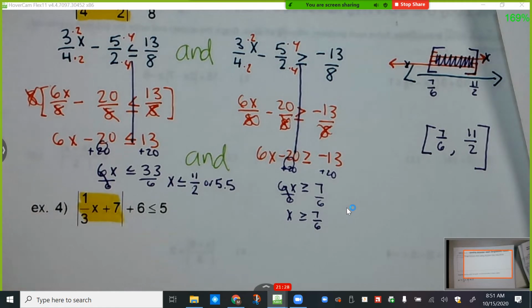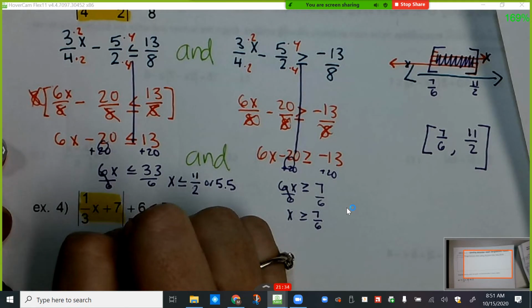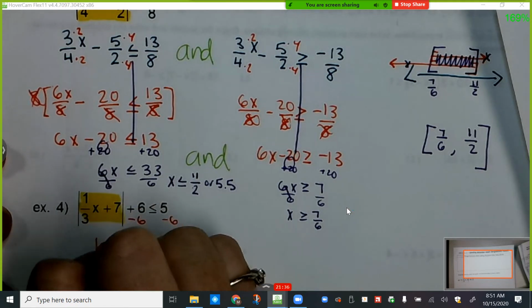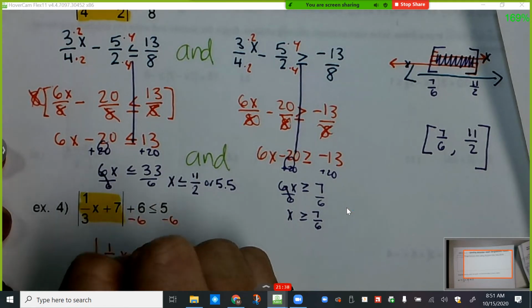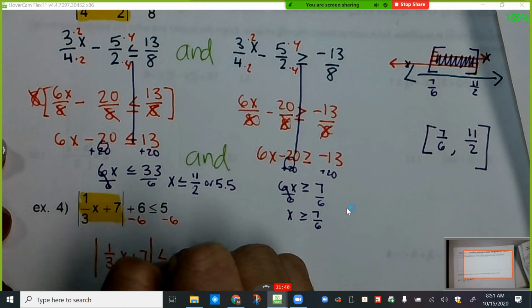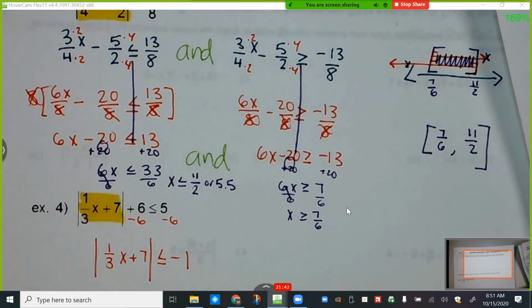Is my absolute value alone? What do I need to do first before I even look at anything? Subtract 6. So I get the absolute value of 1/3 x plus 7 is less than or equal to negative 1. Anytime you see a negative, stop. You don't have to do any math. Okay, I mean, you have to think about math, but you don't actually have to do it.